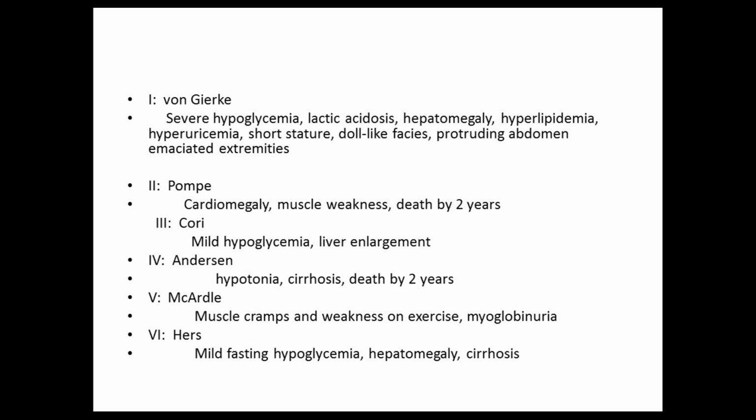In McArdle, it's more specific to the muscle enzyme, and there are muscle cramps and weakness on exercise, and myoglobinuria because of damage to the muscles, and the patient complains of brown-red urine. In Hers disease, there is mild fasting hypoglycemia and hepatomegaly with cirrhosis.